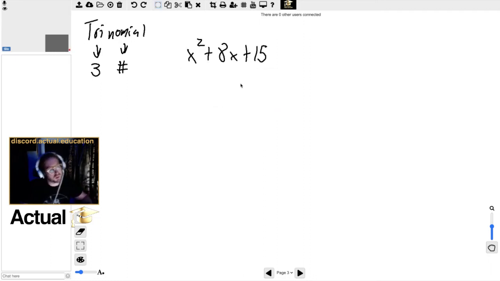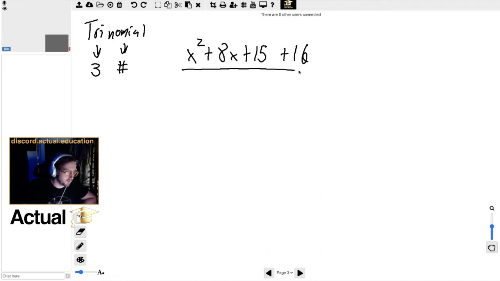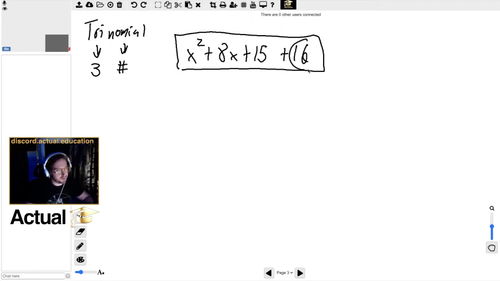For instance, if I put a 16 here, what could you combine the 16 with? Like if we wanted to simplify this. With the 8? Well, the 8 has an x on it. You can only group things that have the same variable on them. So this is like 1x squared. This is 8 x's. And this is 15 things with no x's. 16 has no x's on it, so the 16 can only really combine with the 15.